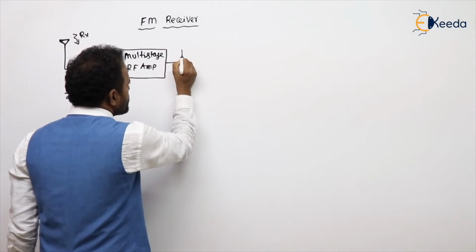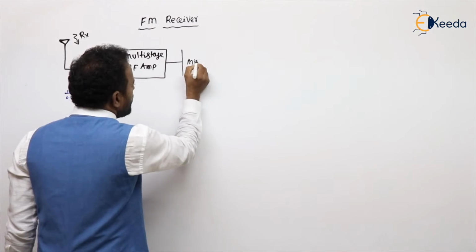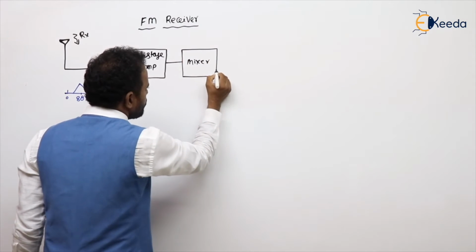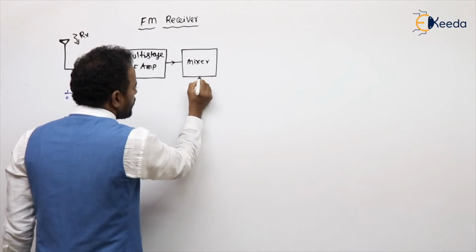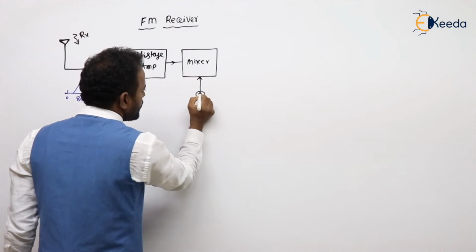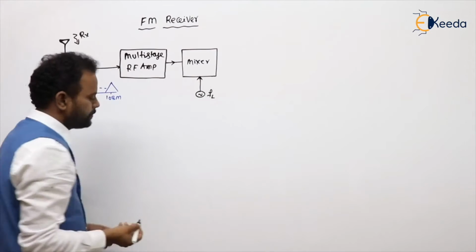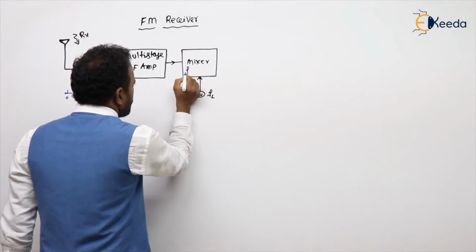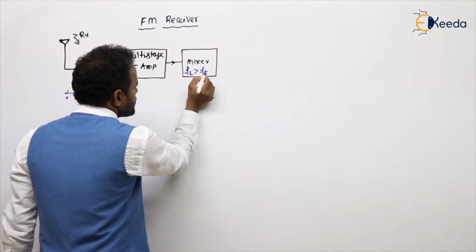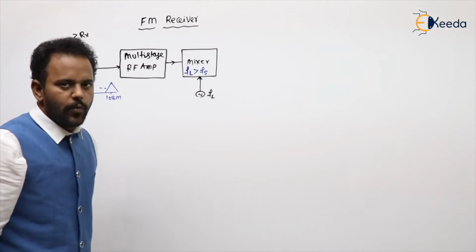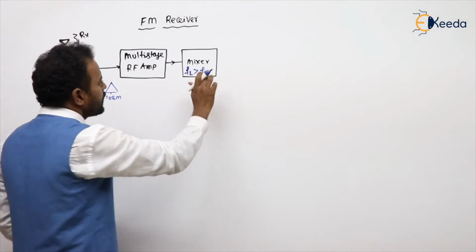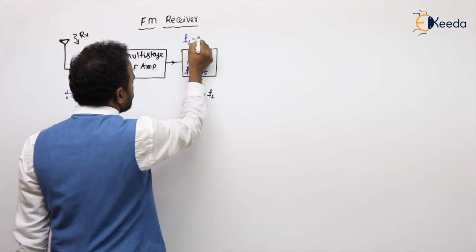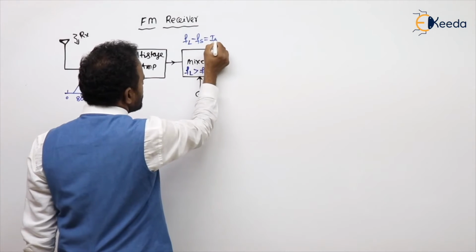After that, as usual, we are having a mixer block. Mixers are used for conversion of frequencies. Another input comes from the local oscillator, that is FL. We always maintain FL value greater than Fs for better capacitor tuning. What is that point? I will explain you later. Always in the mixer, down conversion. Down conversion means FL minus Fs, which is equal to IF.